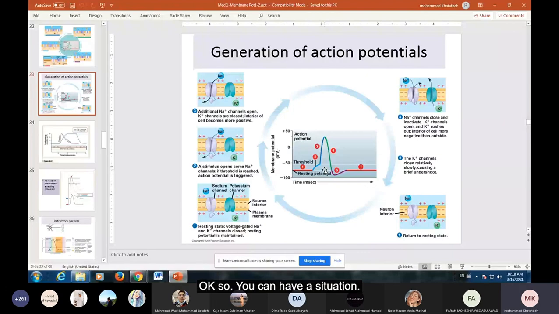So you can have a situation where you get small depolarization without reaching the threshold, and you get back toward the resting potential. Because of that, I actually prefer to call the change in the membrane potential depolarization, and to call phase 3 here the firing state of the action potential. So not all depolarizations can result in generation of the whole action potential.